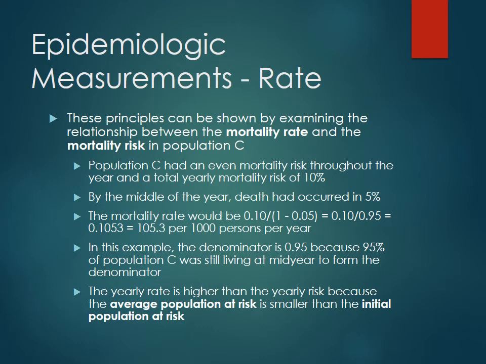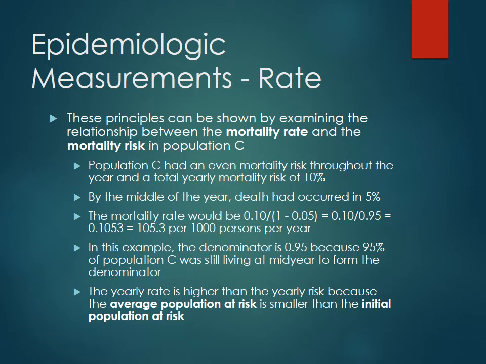All right, so what would be my constant here that I multiplied this by? Yeah, it's 1,000, right? Because again, it's hard to say that 0.1 of those people are going to die in this population. That doesn't really make sense. But if I said 105.3 per 1,000 persons per year, that makes much better sense to people, right?